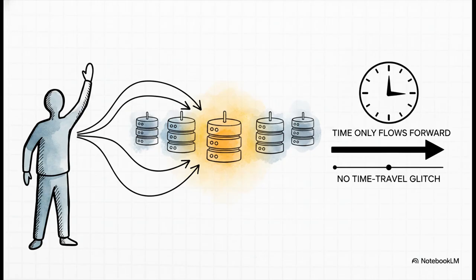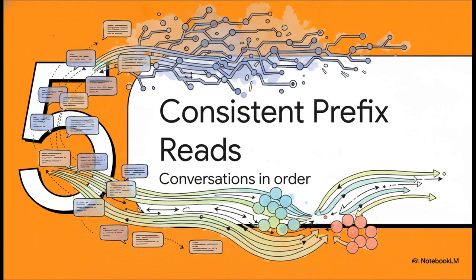We can solve this time travel glitch by routing a specific user's requests to the exact same replica every single time they refresh, often by using a hash of their user ID. Now, to be clear, they might still see old data if their assigned replica is generally slow. But sticking to one single replica ensures they will never see older data after they have already seen newer data. Time only flows forward.